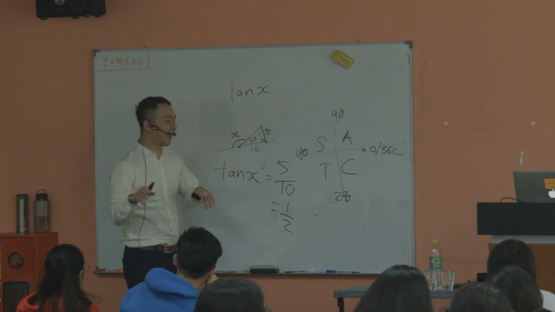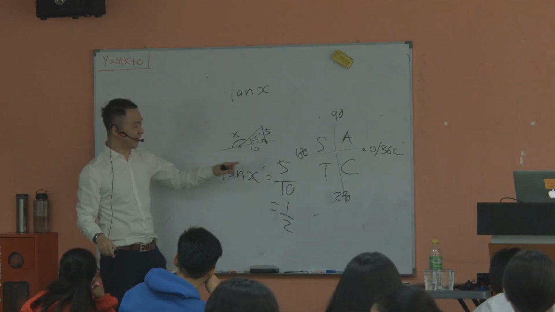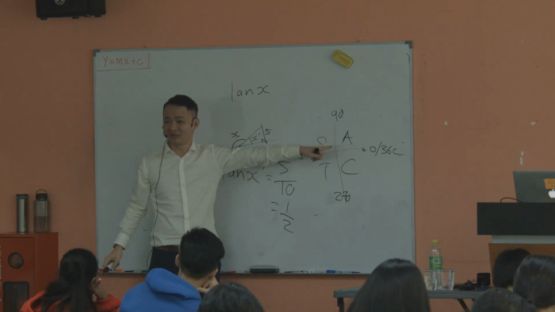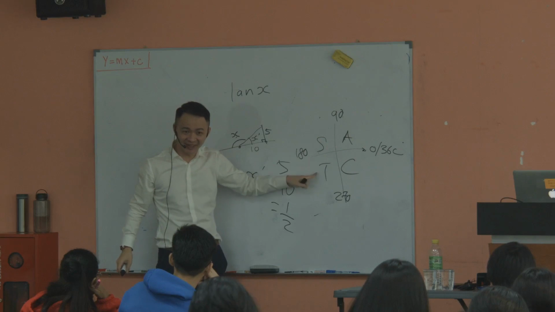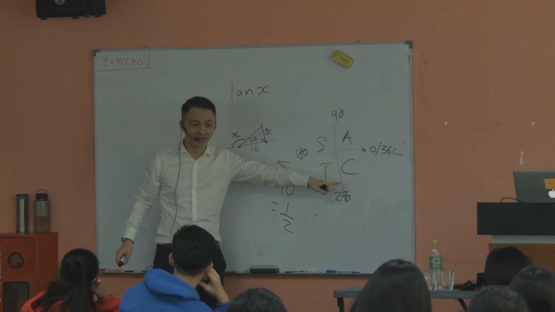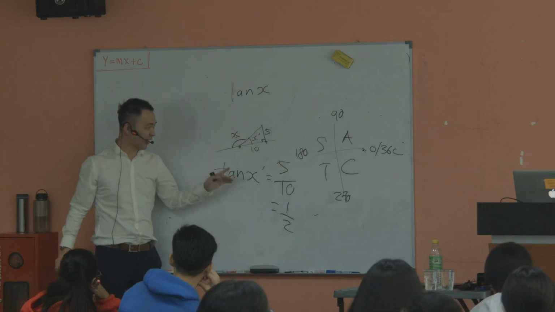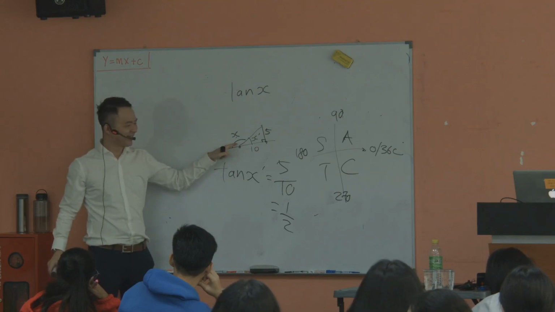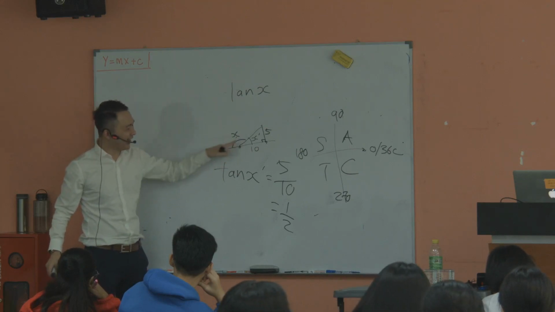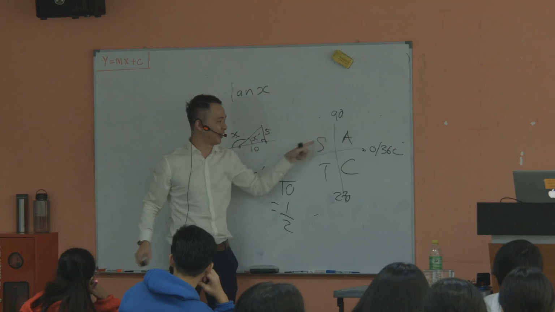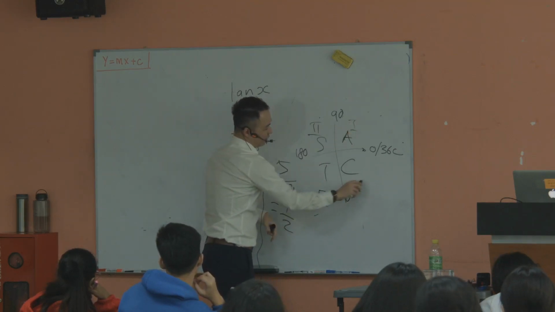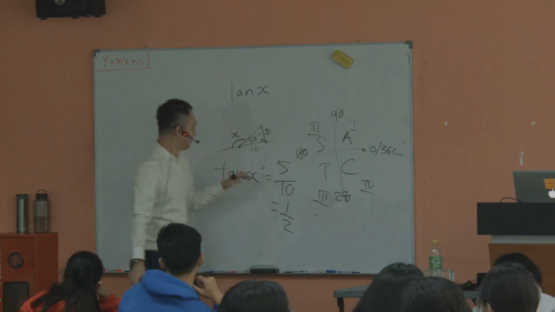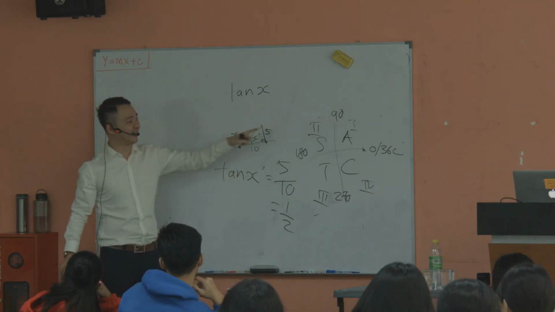Have you guys heard about this one? You should know ASTC, right? All positive here, sine positive here, tangent positive here, cos positive here. Now you need to guess: this angle falls in which quadrant? 1, 2, 3, 4. This angle actually falls in the second quadrant.